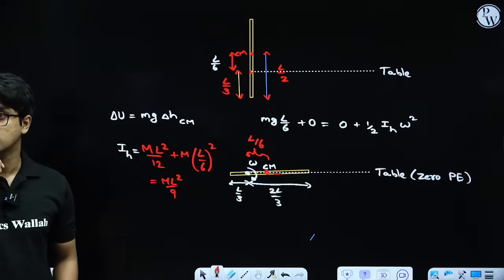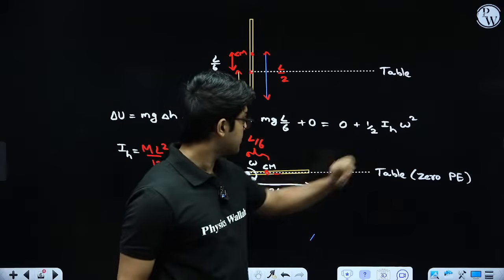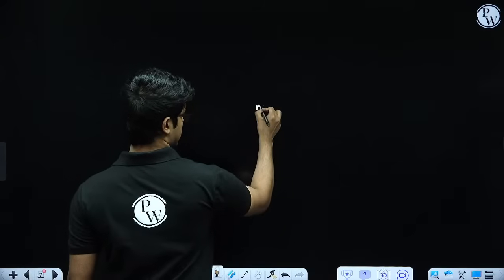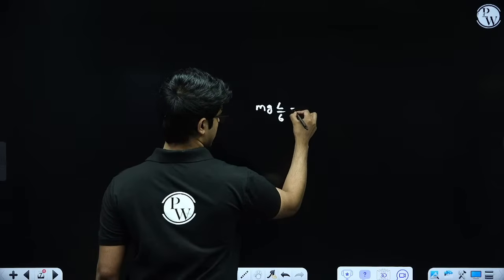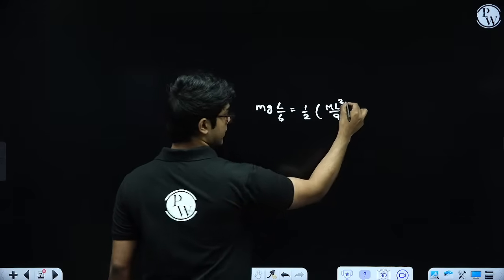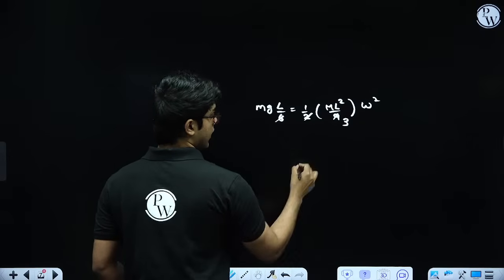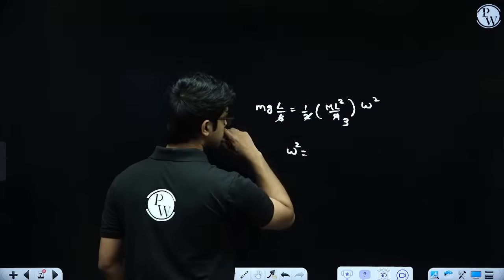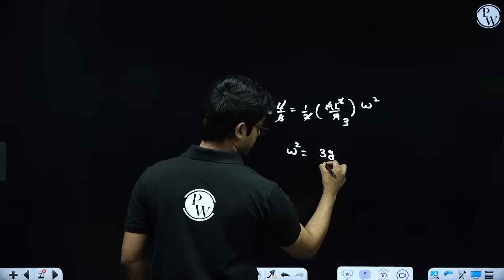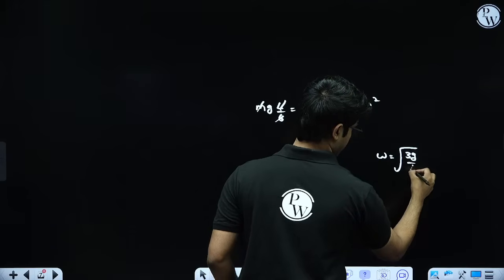All right, so everything is clear, I guess. Once we get IH, now we have everything, right? We can just substitute. So mg L by 6 equals half the moment of inertia about the hinge, which is ml square by 9, times omega squared. So this cancels out, L and m go, and we get omega square as 3g by L, and the angular velocity will be square root of 3g by L.